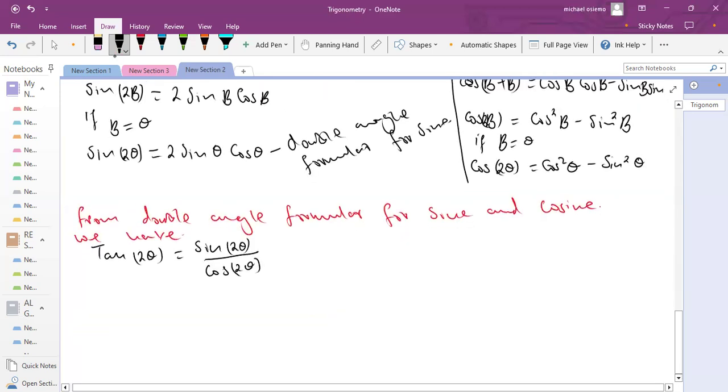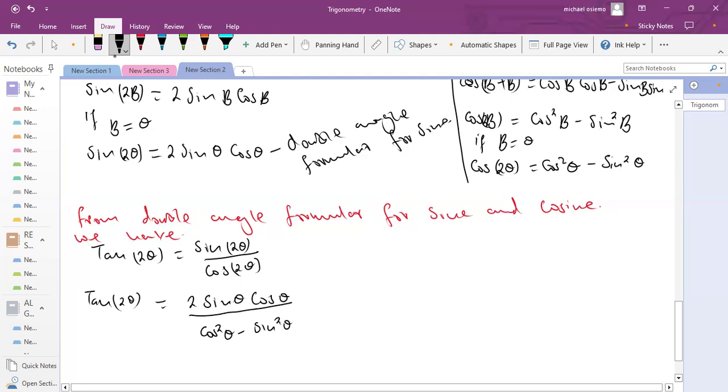Now, from there, we know the expression for sine 2 theta. So we're going to have tan 2 theta is equal to sine 2 theta, which is what? 2 sine theta cos theta, over cos 2 theta, which is equal to cos squared theta minus sine squared theta. Like that.